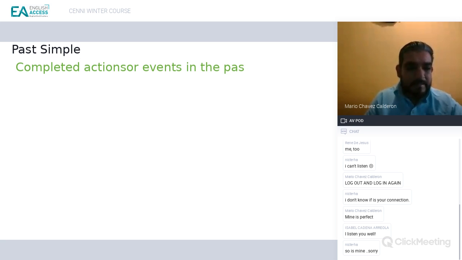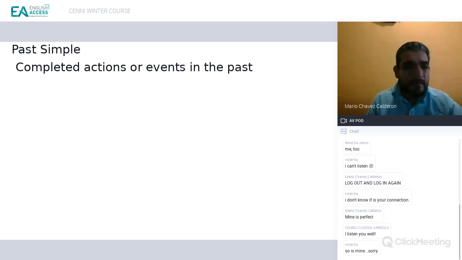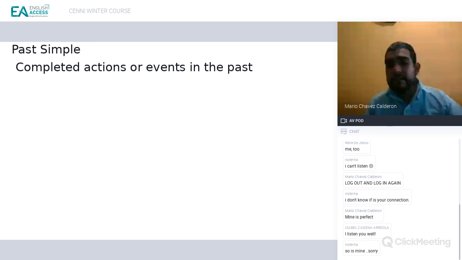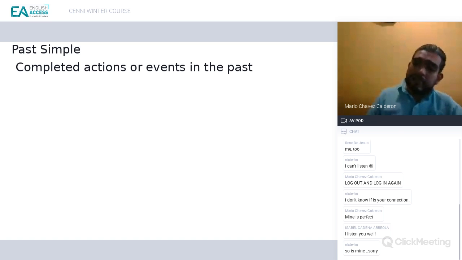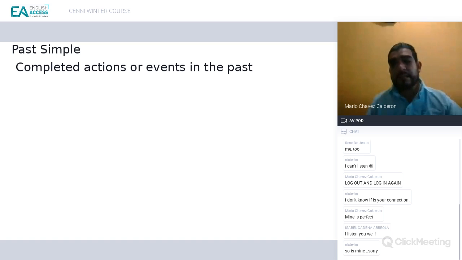So that is the past simple. When we talk about the past simple, we talk about completed actions or events in the past. The word completed is very important, because if it is not completed, it's not past simple. Then it can be past continuous, it can be present perfect, but not past simple. When something is completed, it's definitely past simple.